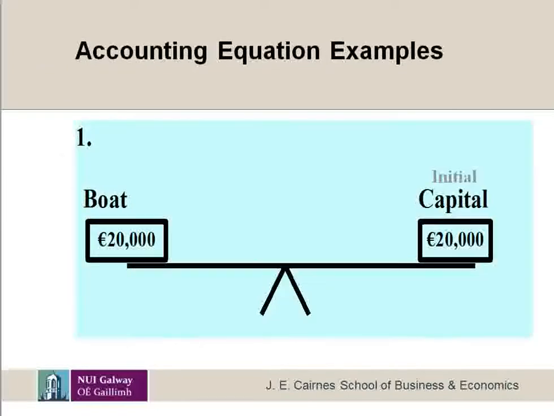So firstly, Brian's investment, he invests the boat. So the business now has an asset of 20,000 euro of a boat. And there's also capital of 20,000 euro. So the business owes Brian 20,000 euro.